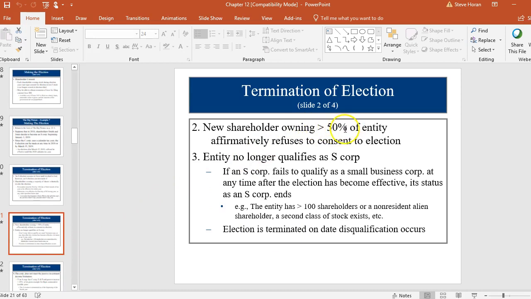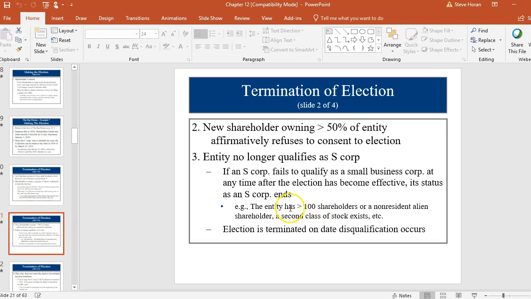New shareholders owning greater than 50% of the entity affirmatively refuse to consent to the election. And of course, if somebody says no, we don't want this, or the entity no longer qualifies as an S Corp. If an S Corp fails to qualify as a small business corporation at any time after the election has become effective, its status as an S Corp ends.